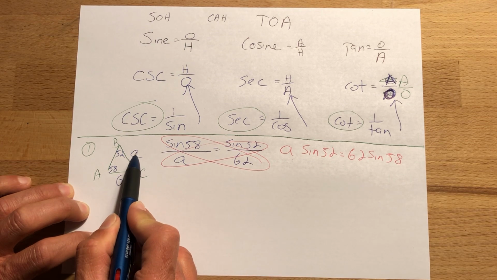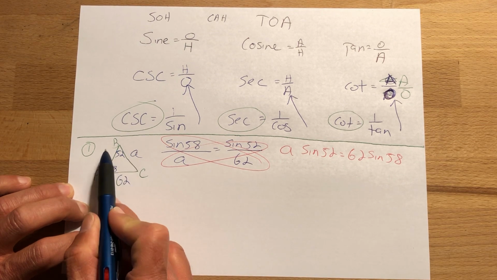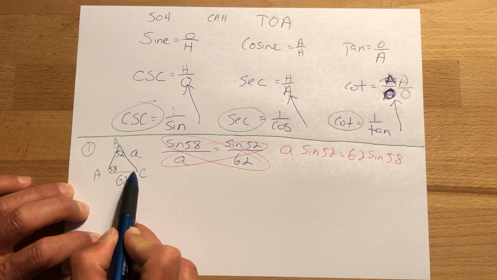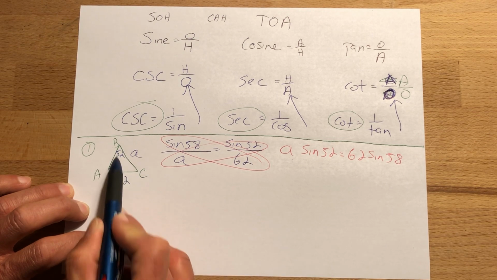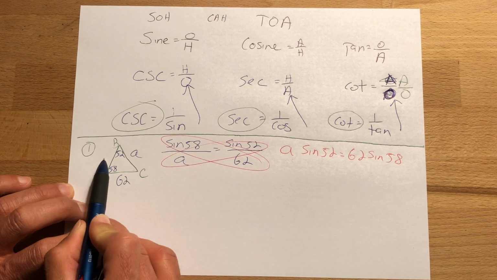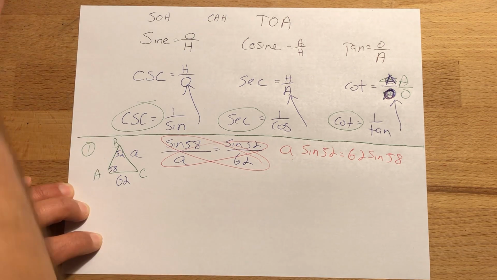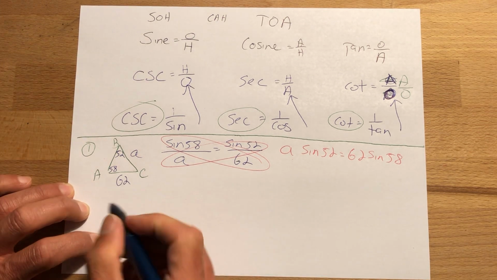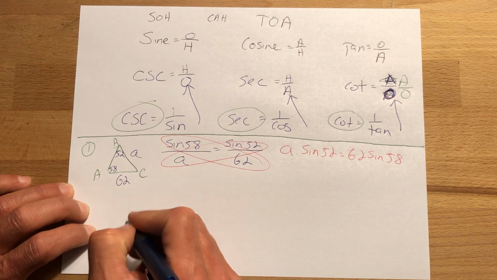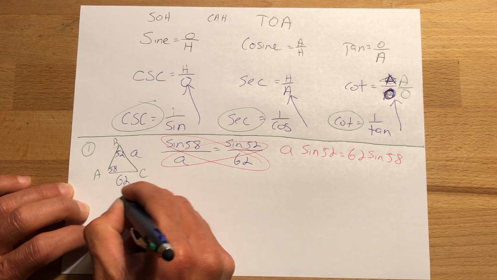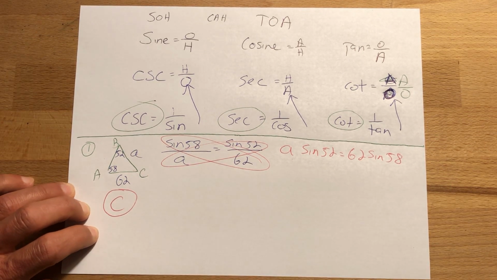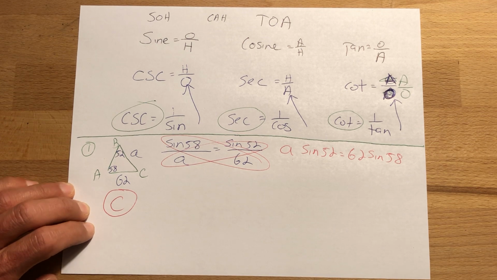Once you have A, you can use law of sines again to find this side, because you know this angle: 180 minus these 2 finds this angle. Then you can use law of sines for that. Anyways, the answer to number 1 is C.